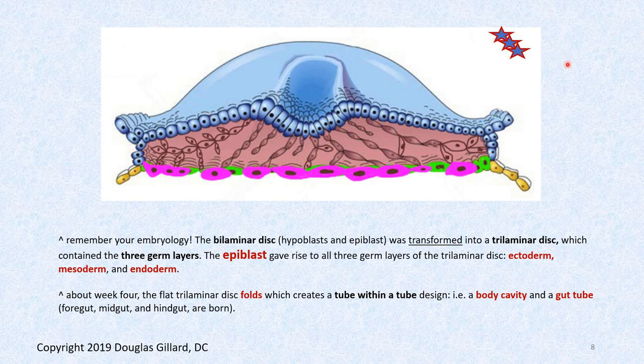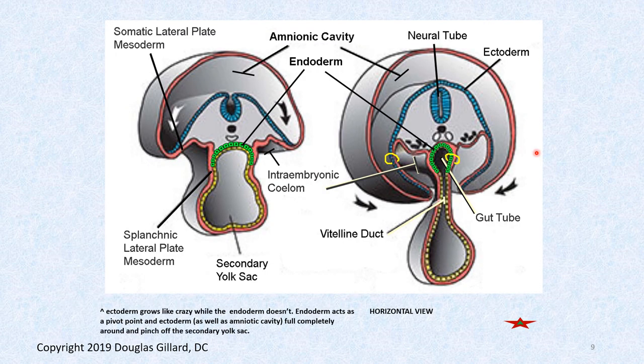I'm using a new computer this time, so let's see if the drawing tools still work. Yes, they do, maybe not quite as nicely as the old Windows 7. But these will grow out like this, and they'll literally fold this in half because these parts don't grow. So you get a folding of the flat trilaminar disc like this, and that creates the tube-within-a-tube body design.